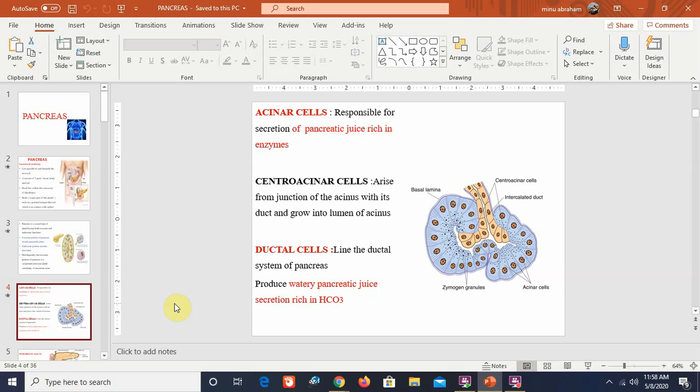The acinar cell is responsible for the secretion of pancreatic juice, which is rich in enzyme. The centroacinar cells arise from the junction of the acinus and grow into the lumen of the acinus. And the ductal cells are responsible for producing watery pancreatic juice, which is rich in bicarbonate. So acinar cells are responsible for secretion of pancreatic juice rich in enzyme, whereas ductal cells are responsible for watery pancreatic juice which is rich in bicarbonate.